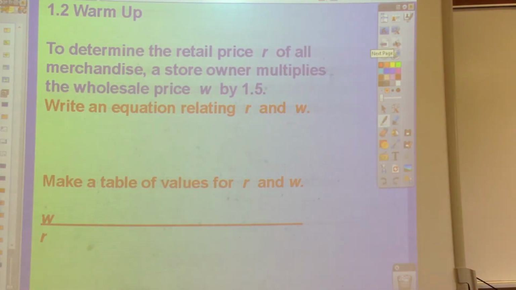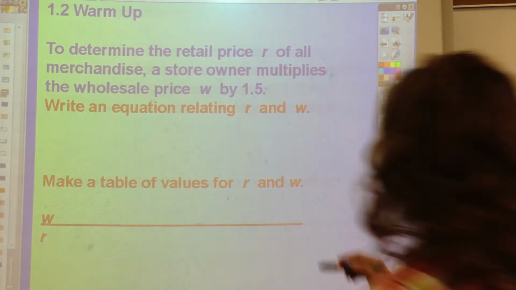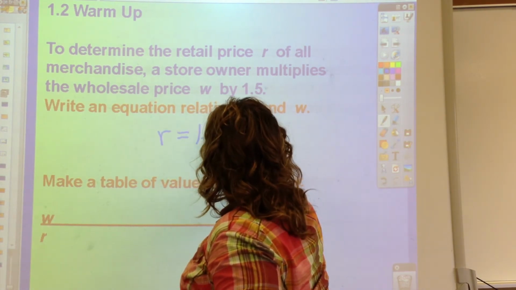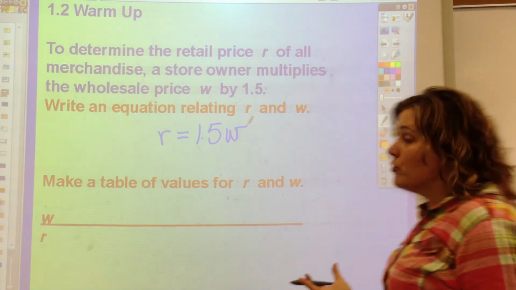Now for a warm-up, if we want to determine the retail price R of merchandise, a store owner multiplies the wholesale price by 1.5. Now this shows that relationship between a dependent and an independent variable. The retail price is always going to depend on the wholesale price. Wholesale price doesn't depend at all on retail. Wholesale price could be anything, and we find the retail price from the wholesale price. So to write this equation, I would write retail equals 1.5 times the wholesale. Does everybody agree with that?